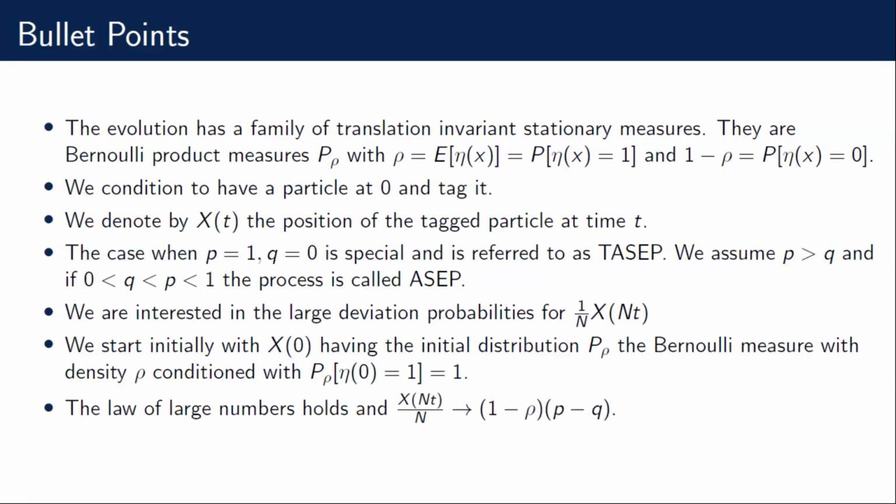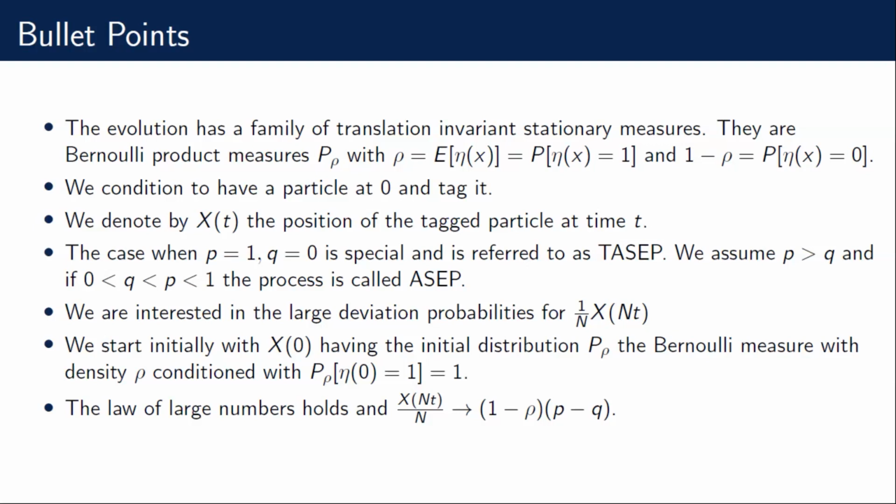The law of large numbers will tell us the particle moves asymptotically with speed (1 minus rho) times (p minus q). That's natural. 1 minus rho is the probability of finding an empty site. Once you have the empty site, you have probability p for the right and q for the left. So the expectation of the size of the jump is p minus q. So it's natural that the expectation is this.